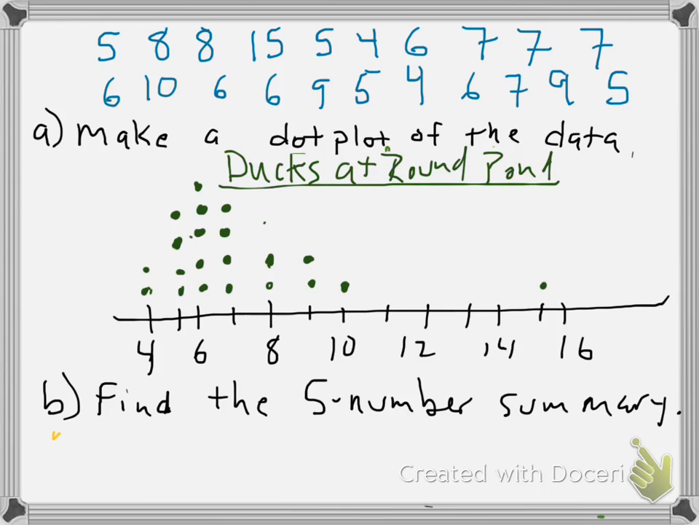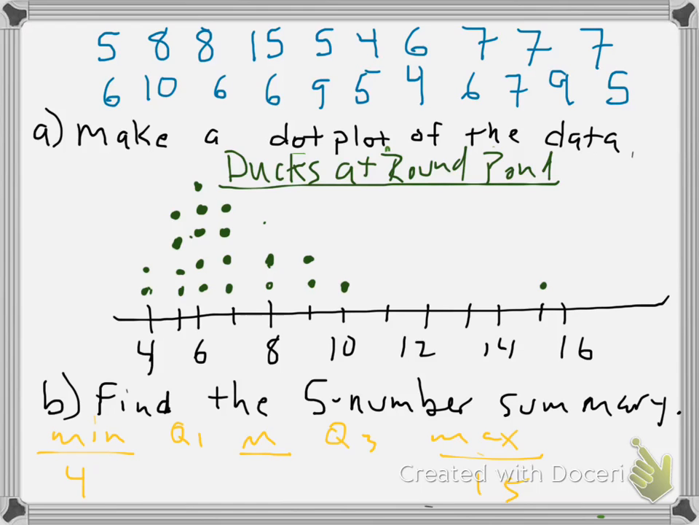So my 5-number summary is going to include my min, Q1, the median, the Q3, and the max. The min and max are pretty easy, right? 4 and 15, even though 15 definitely looks like it's a potential outlier, right? It is the max. So let's start with the median.